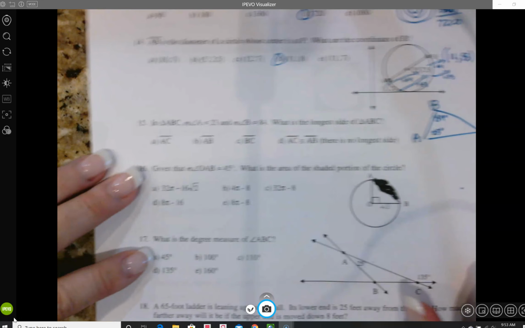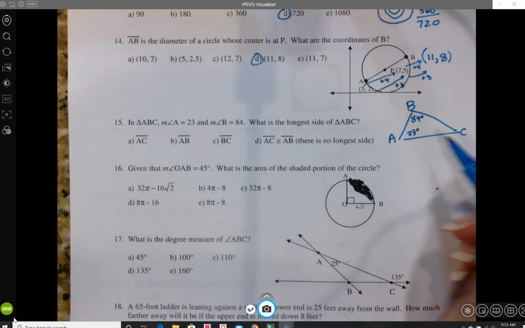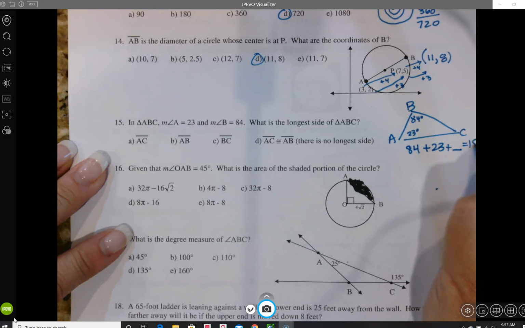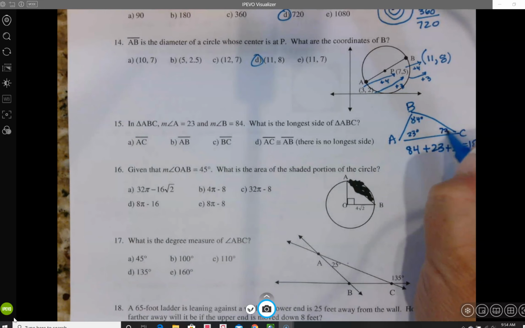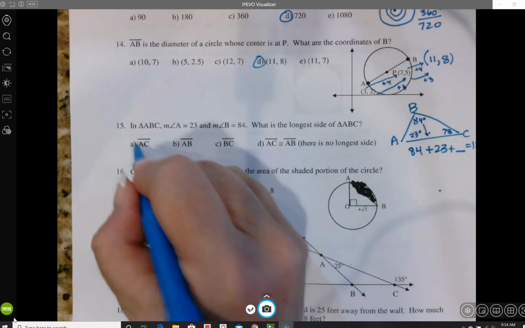So right now I think that the 84 is the biggest, but to prove to myself that it is the biggest, I am going to use the fact that all my angles in a triangle add up to be 180. So I'm going to take 180 and subtract 23 and 84 to figure out what is that missing angle. So it looks like that missing angle is 73. So the biggest angle is 84. So the side across from 84 is side AC. That's choice A.